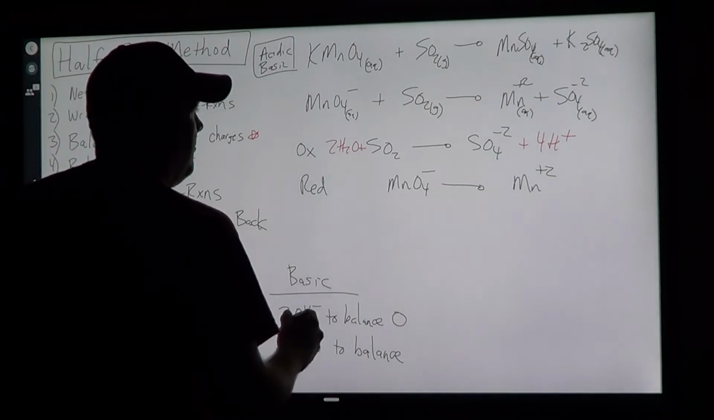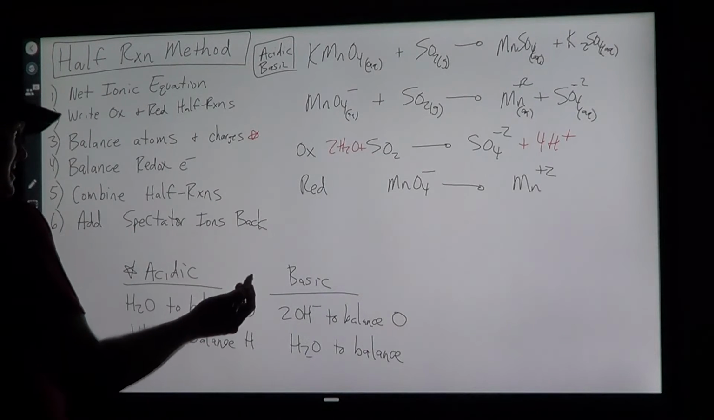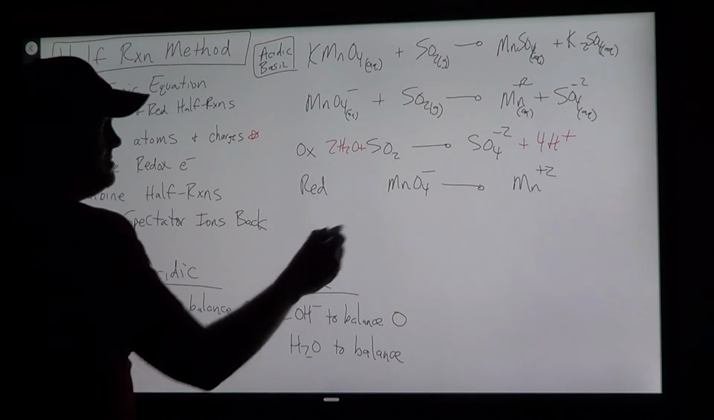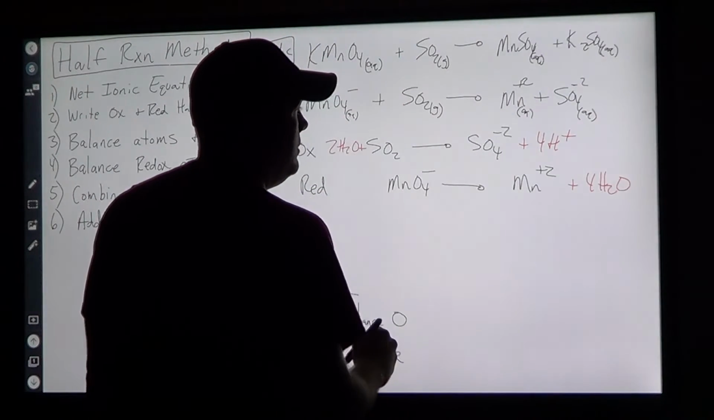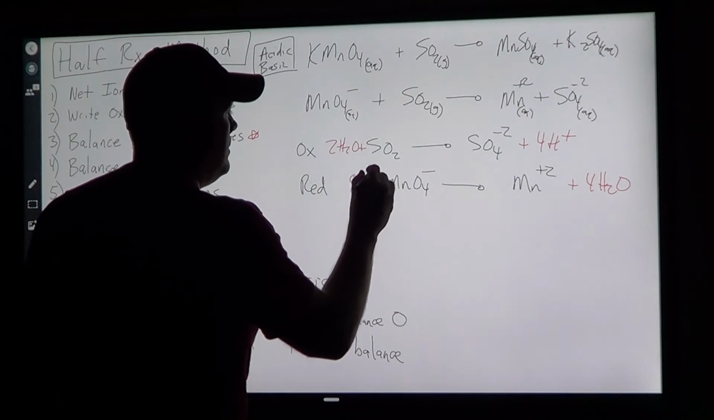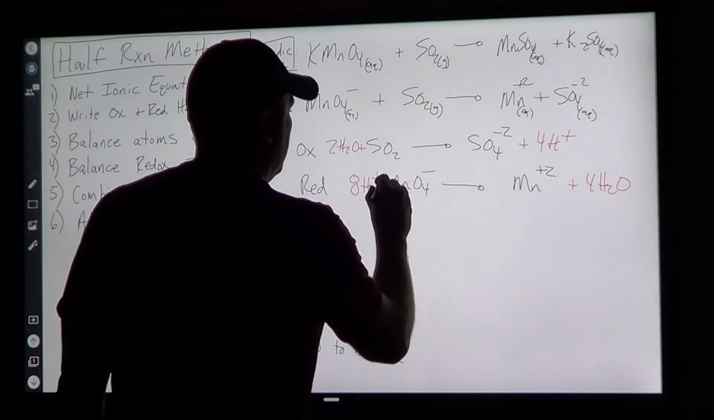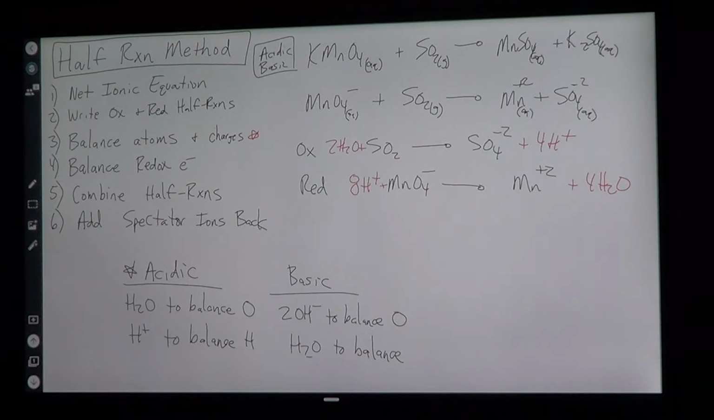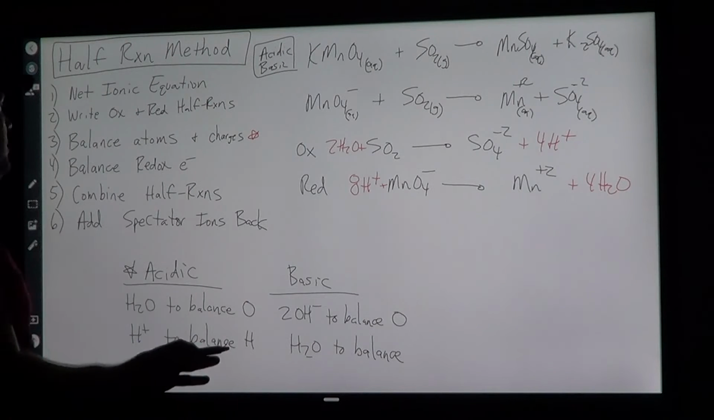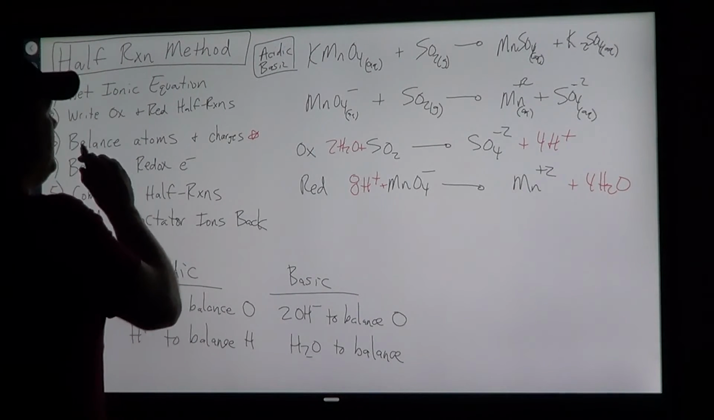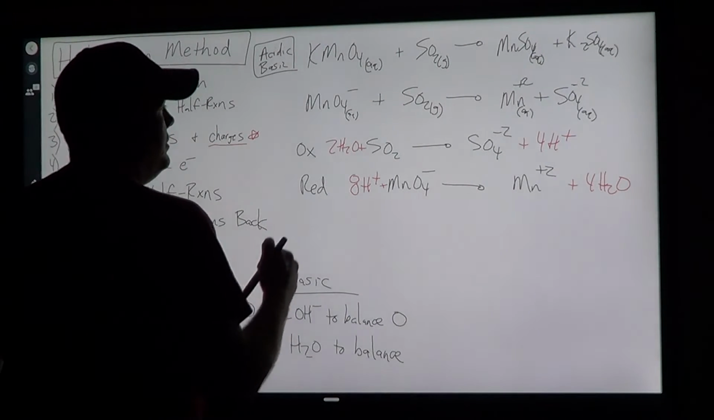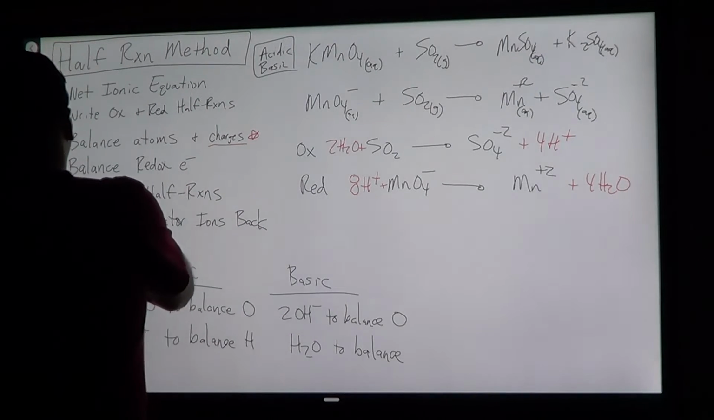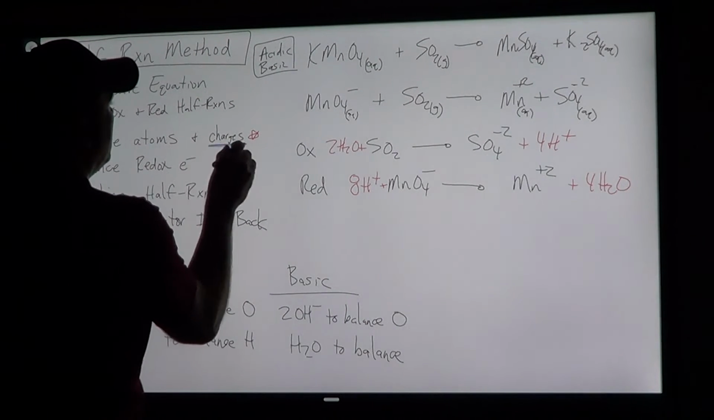Okay? For the reduction side, we're still acidic, so we need to add water to balance the O's. We need 4 oxygens on the right, which means we need 8 H pluses on the left. Okay? We are almost done with step 3, because we not only need to balance the atoms, we also have to balance the charges. Okay, so to do that, I'm going to switch over to a blue.